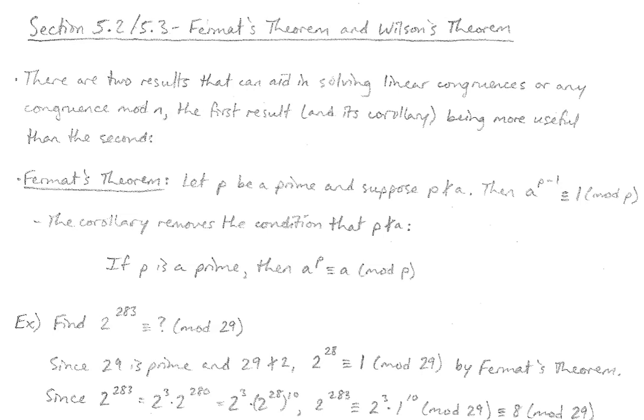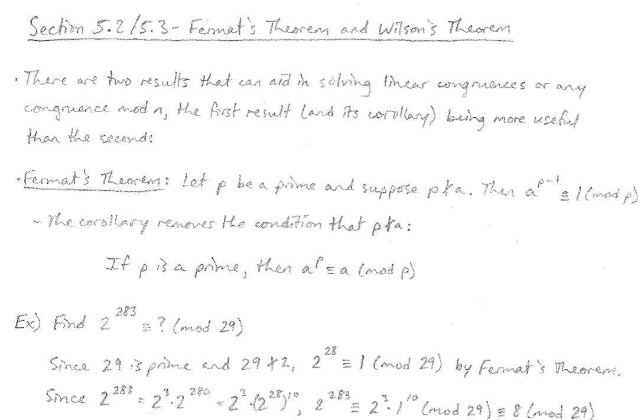So check that what you're taking things mod is a prime. If it is, and as long as your A value here is not a multiple of that prime P, then take A, raise it to the power P minus 1, and you automatically know that that is congruent to 1 mod P. The corollary to this theorem removes the condition that P does not divide A.